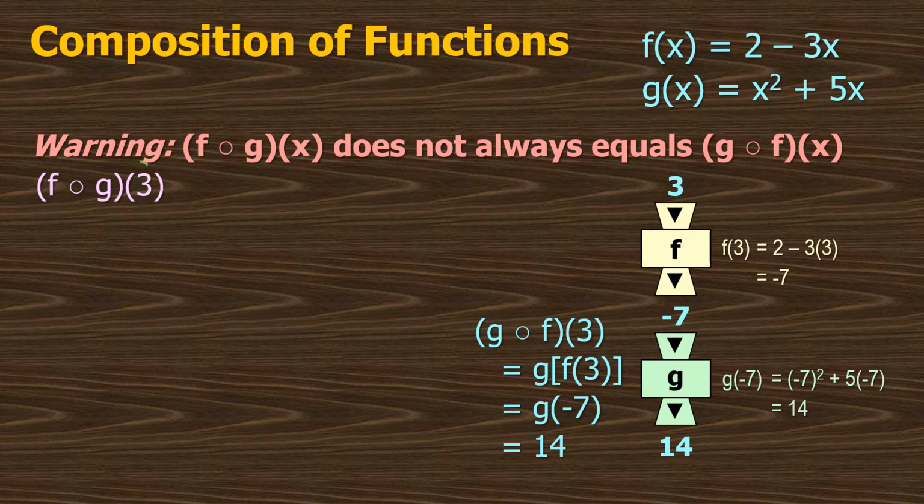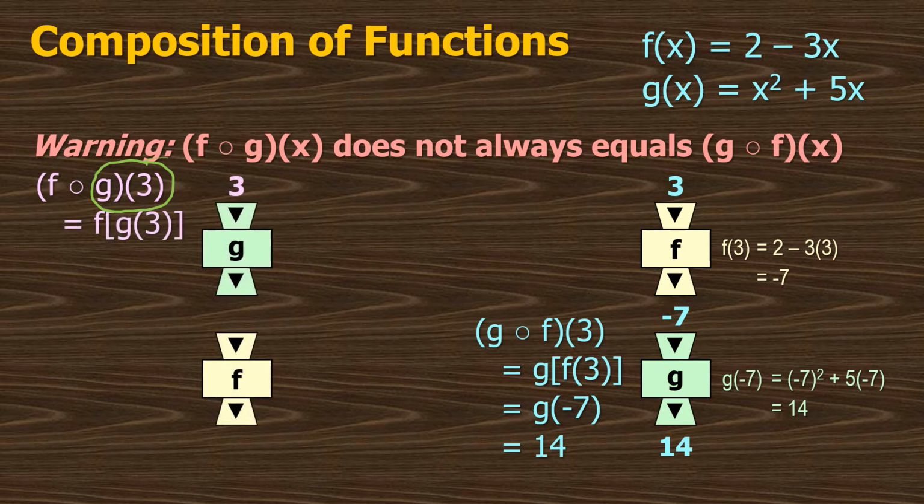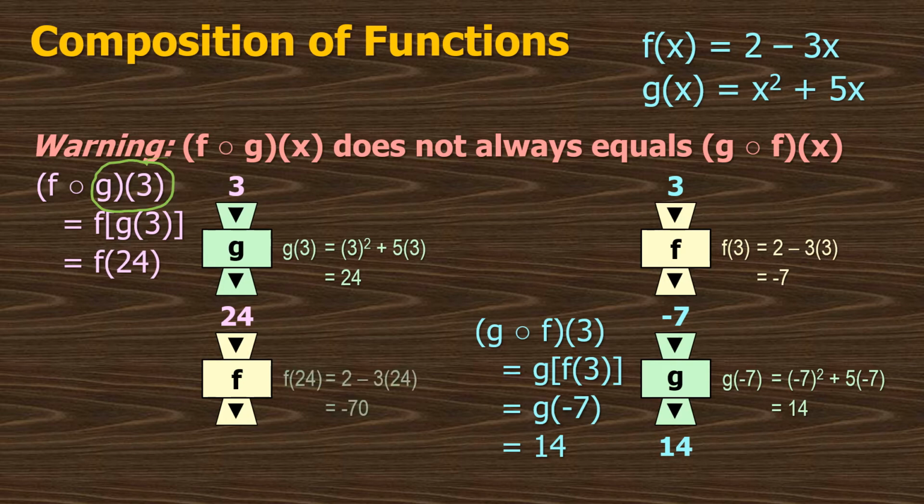One of the things I tell students when learning compositions is the 3 that's touching the g is sort of the way to remember how to begin. You need to plug the 3 into g immediately. And so 3 squared plus 5 times 3 works out to be 24. That 24 then gets put into the f function, and 2 minus 3 times 24 works out to be negative 70. So f of g of 3 equals negative 70, g of f of 3 equals 14. Right there alone, that shows that f of g of x cannot equal g of f of x.